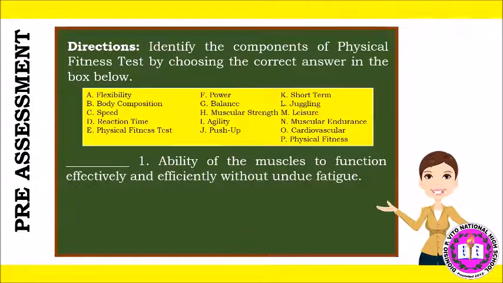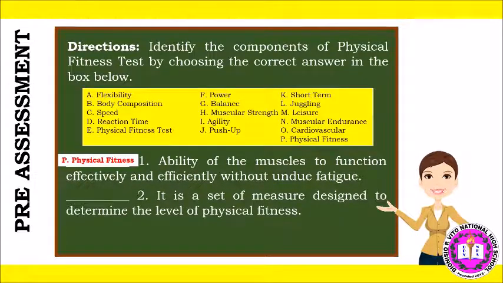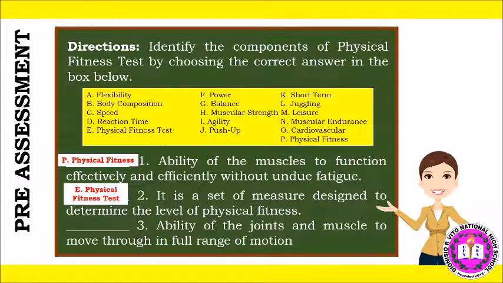Number 1. Ability of the muscles to function effectively and efficiently without undue fatigue. That is letter P, physical fitness. Number 2. It is a set of measures designed to determine the level of physical fitness. The answer is letter E, physical fitness test. Number 3. Ability of the joints and muscle to move through in full range of motion.